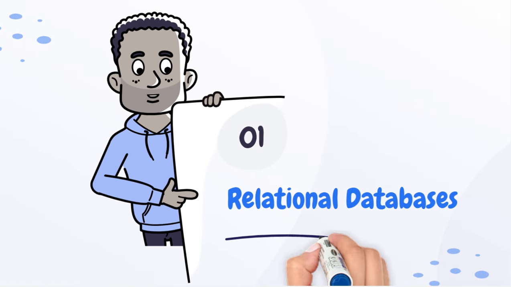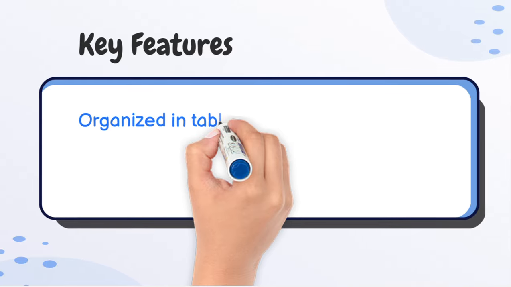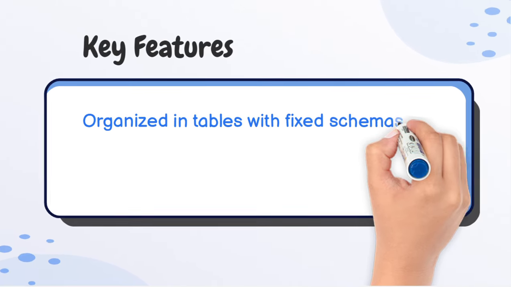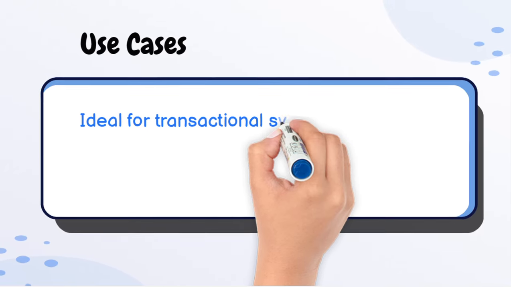Relational databases store data in structured formats. Key features: organized in tables with fixed schemas. Use cases: ideal for transactional systems like banking.